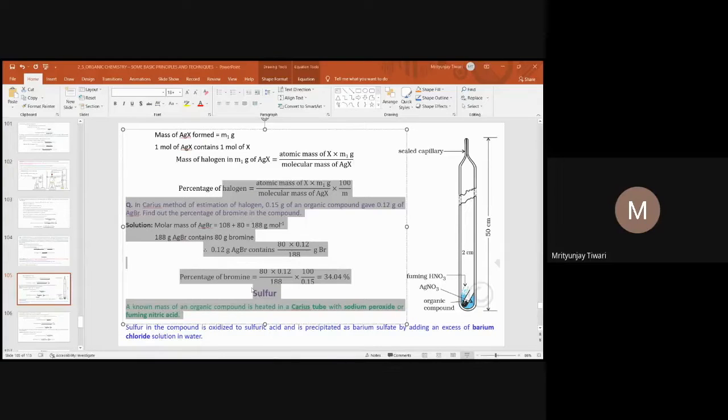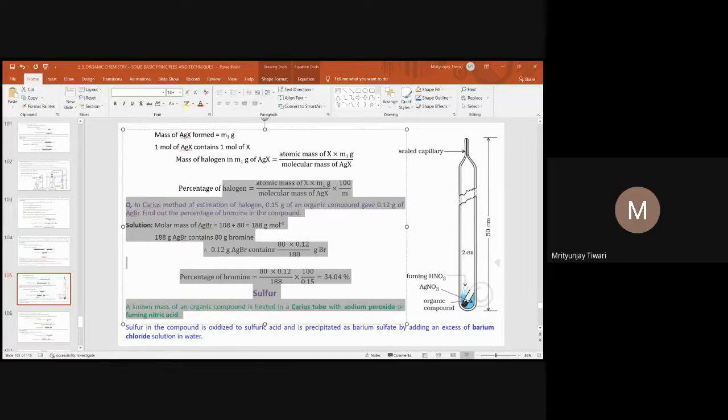Let us now see how one can estimate the sulfur, the method to estimate the sulfur present in the organic compound. Here again, in this case as well, we use a carrier tube and also we use fuming HNO3. But in place of AgNO3, we don't use sodium peroxide or the fuming nitric acid.